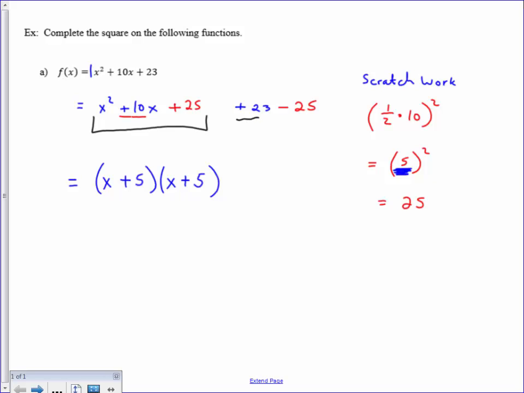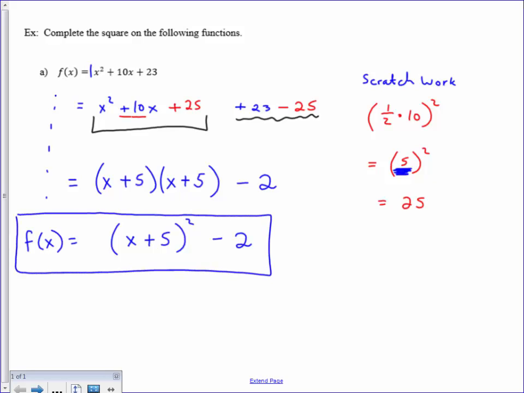Now I will combine the 2 constant terms. So I have positive 23 minus 25 would be a negative 2. Now, because my 2 binomials are the same binomials, I could rewrite this as x plus 5 squared minus my constant. And then just bring down the f of x notation, and so I have this as my final result. Completing the square means to write it in this particular form where you have a binomial that is being squared and then either plus or minus a constant value at the end.